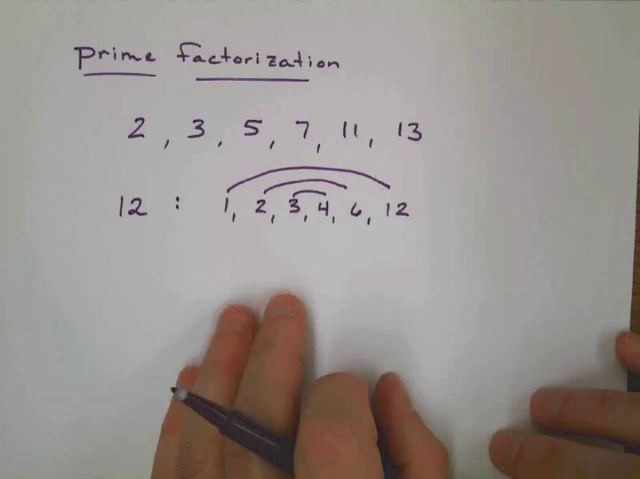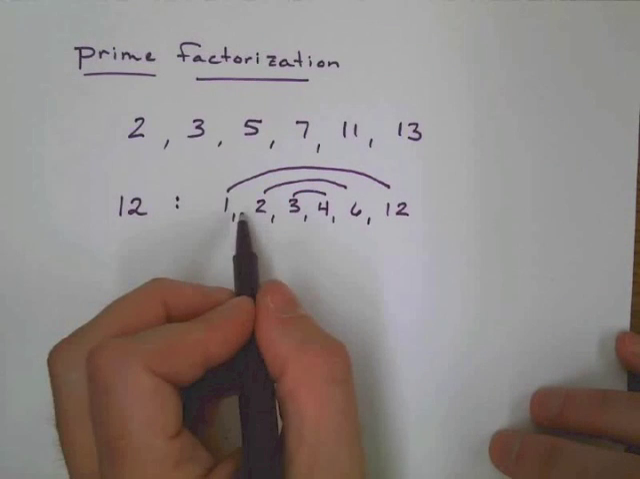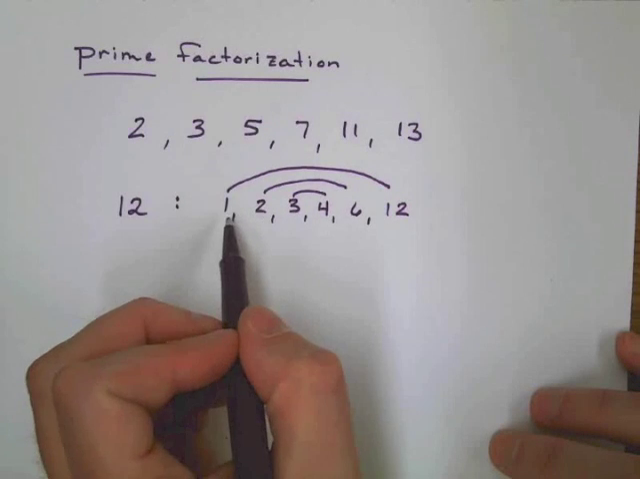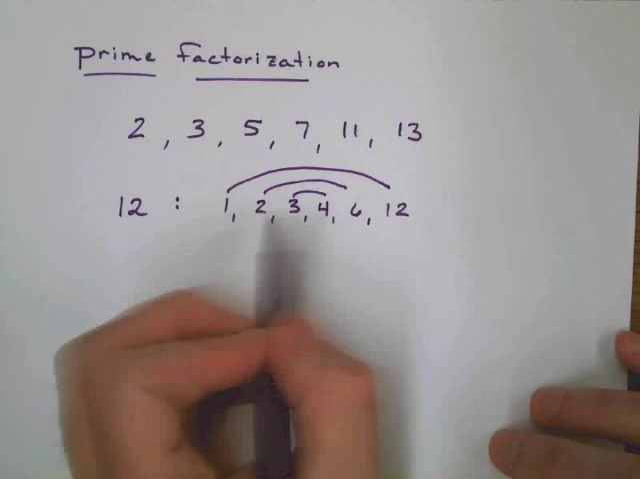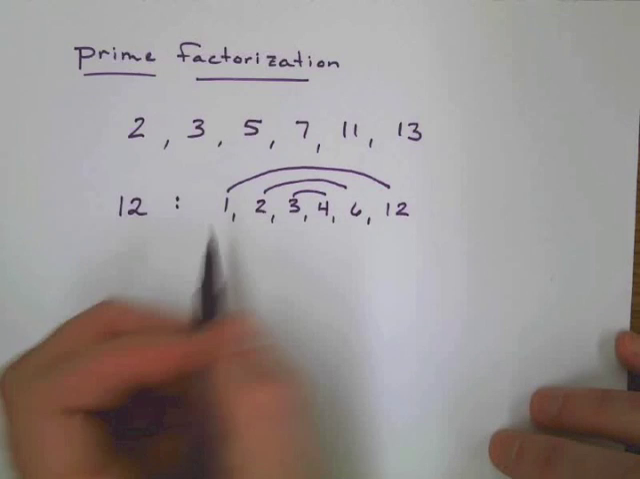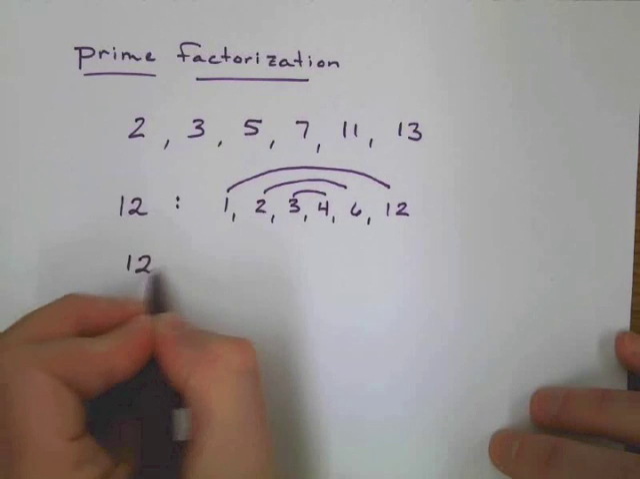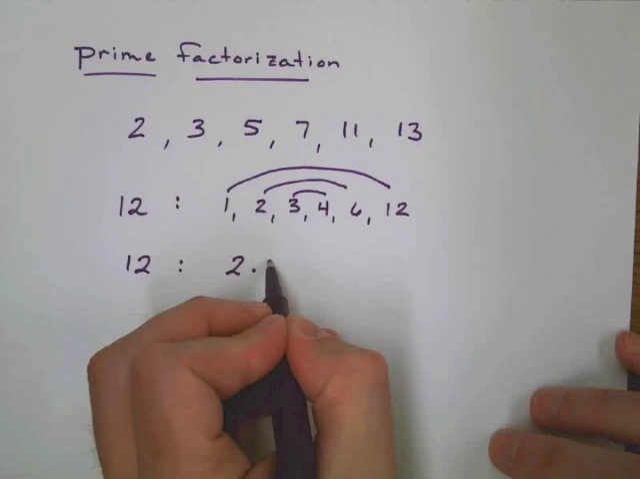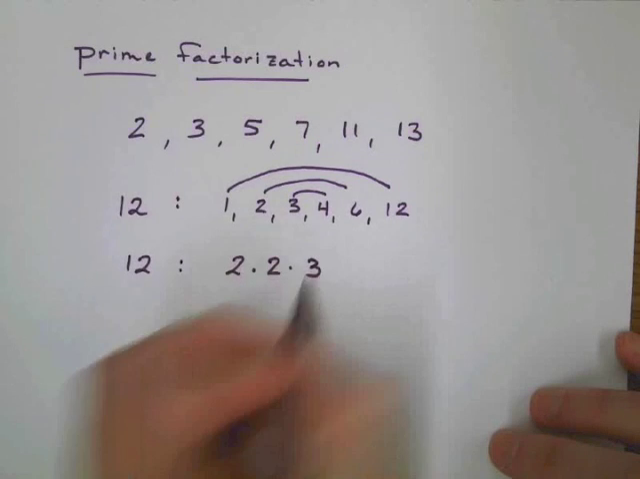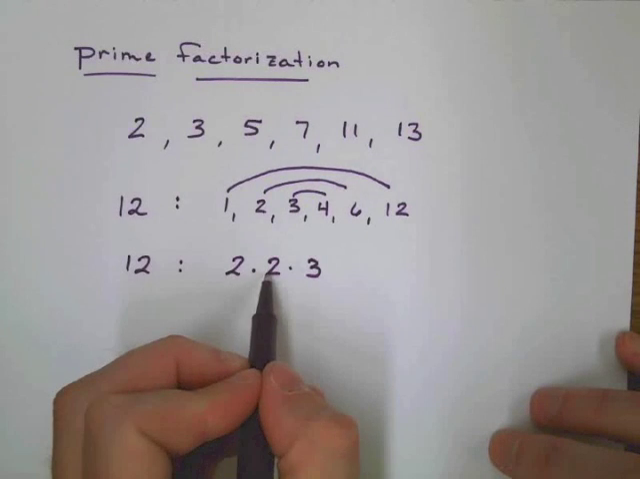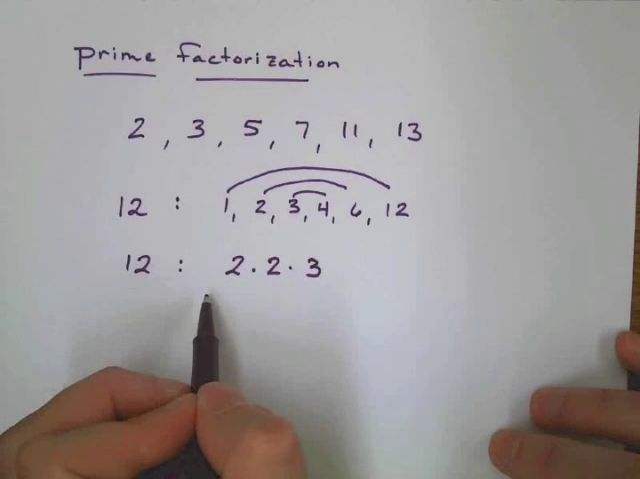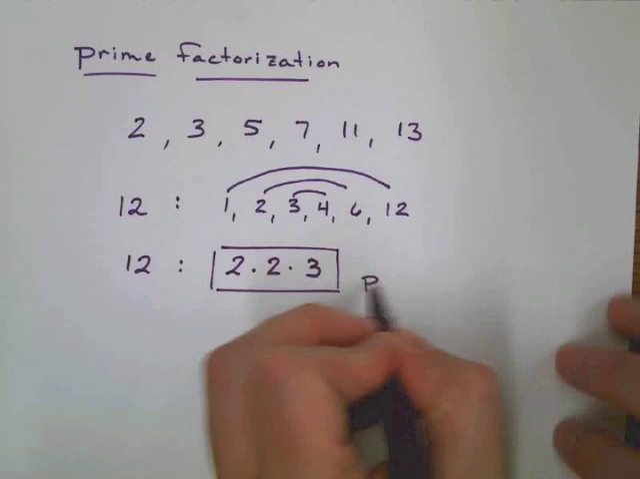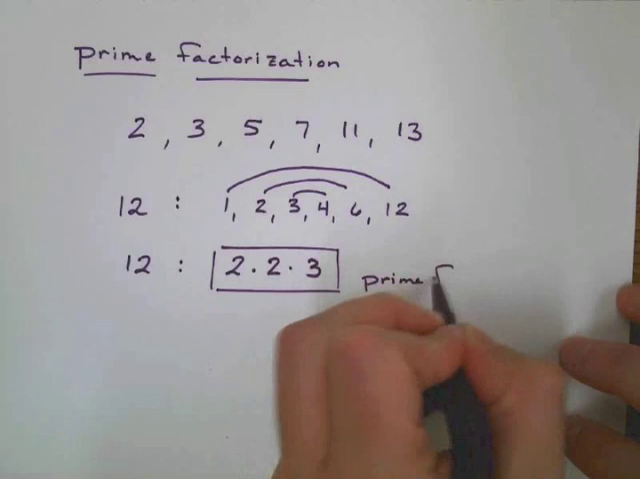I can write 12 as a multiplication of 1 times 12, or 2 times 6, or 3 times 4. But I could also write 12 like this: 2 times 2 times 3. 2 times 2 is 4, and 4 times 3 is 12. This right here is what would be referred to as the prime factorization of 12.